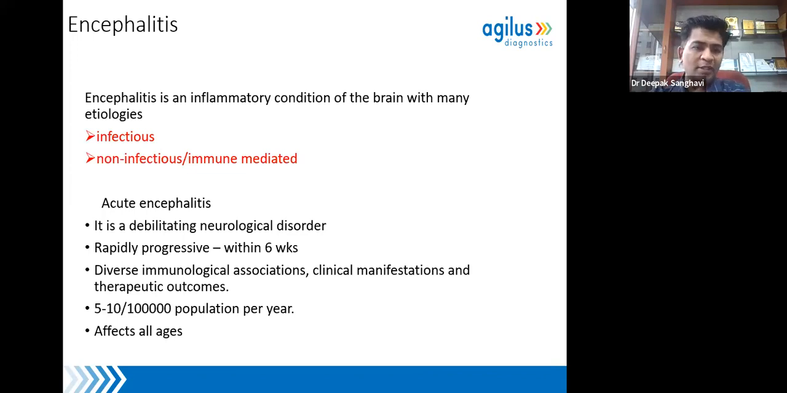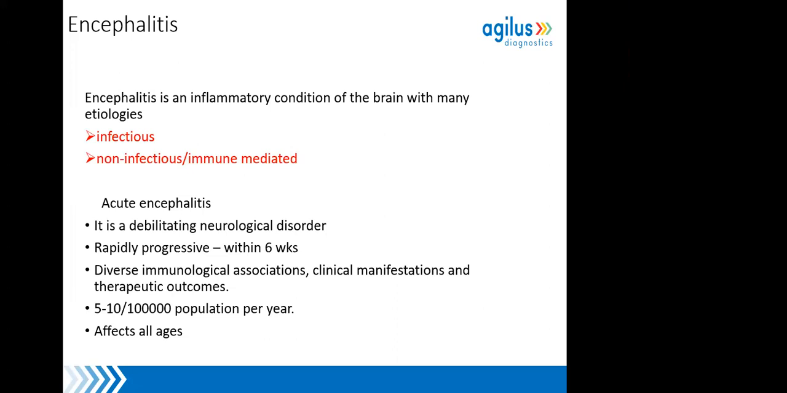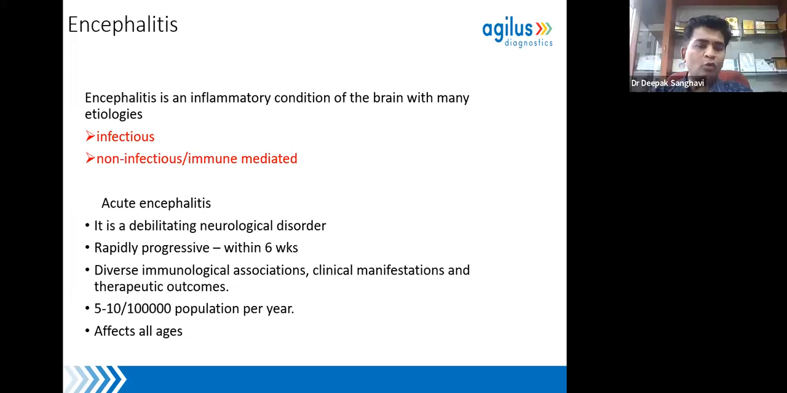When we talk about this condition, we are also talking about acute encephalitis, which leads to a neurological disorder. It is very rapidly progressing. The clinical manifestations may be diverse and therapeutic outcomes also are diverse. Hence, the clinicians want an urgent diagnosis for such cases so that they can treat the patients accordingly. The incidence of autoimmune encephalitis or acute encephalitis is approximately 5 to 10 cases in 1 lakh population per year. So it is very rare, but it is very, very important to diagnose these patients so that such patients will get treated on time. We also have to know that all age groups are affected by acute encephalitis.